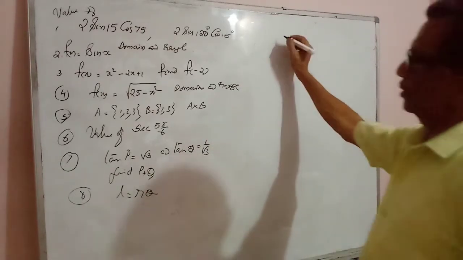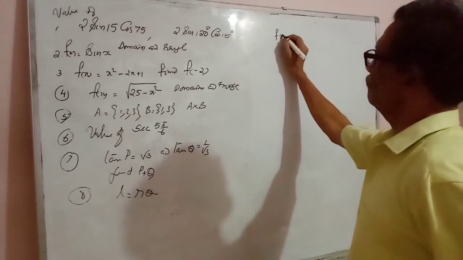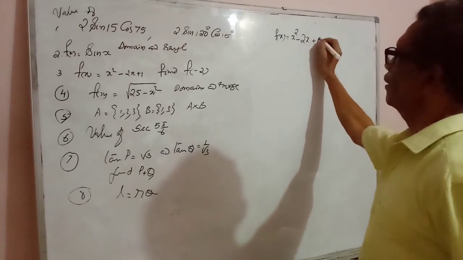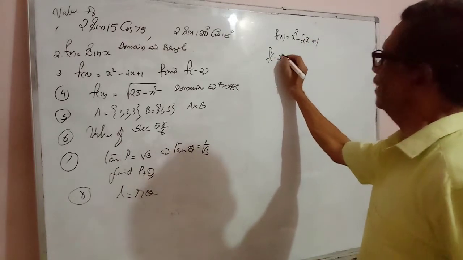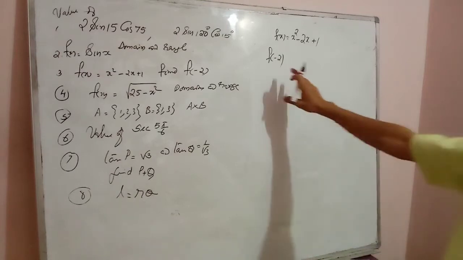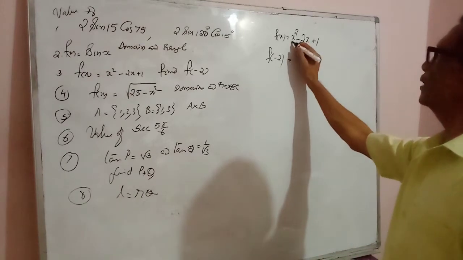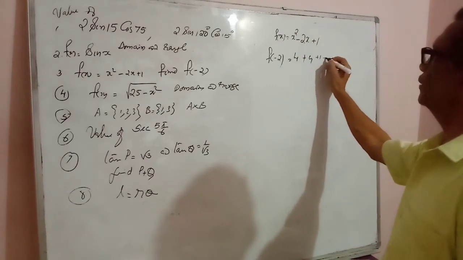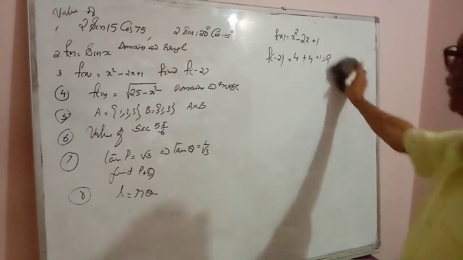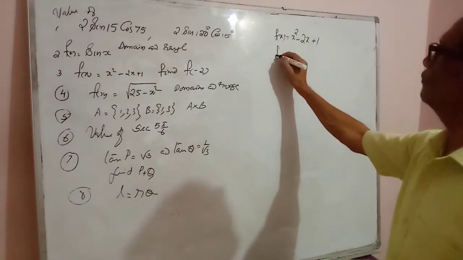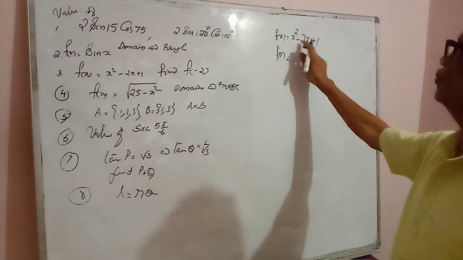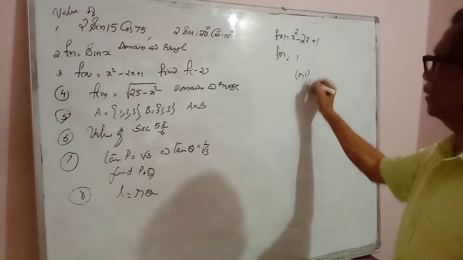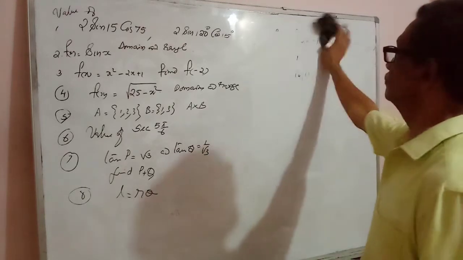Domain and range. Next, if f of x is equal to x square minus 2x plus 1, what is the value of f of minus 2? The meaning of this one is the image of minus 2 under the function f, and that is equal to minus 2 square, 4, minus 2 into minus 2, plus 4, plus 1, that is 9. So f of minus 2 is equal to 9. What is f of 0 here? The image of 0 is 0 square minus 2 into 0 plus 1. The answer is 1. So the ordered pair (0, 1) is an element of the function f.